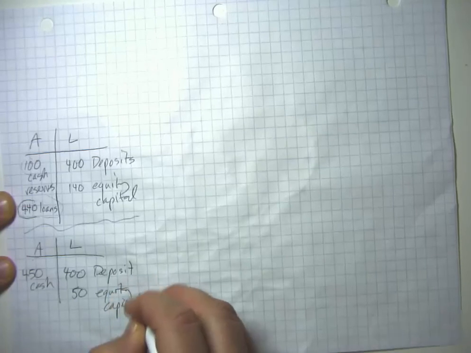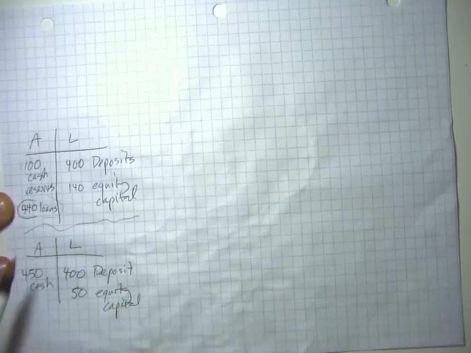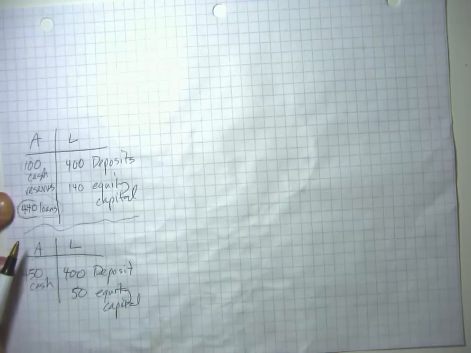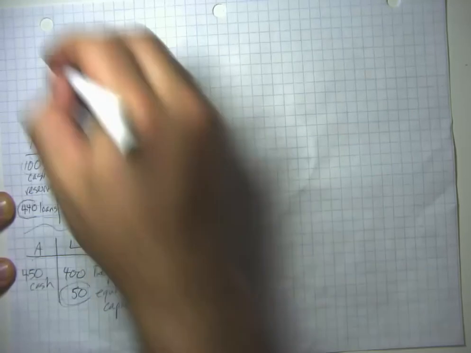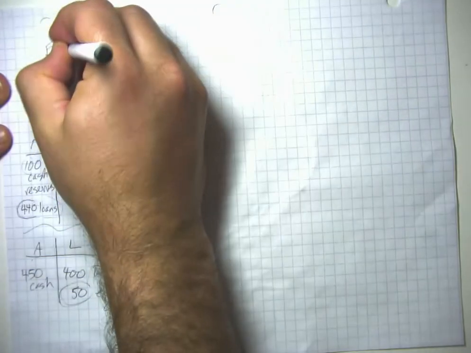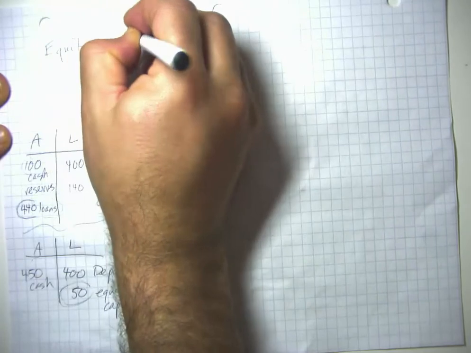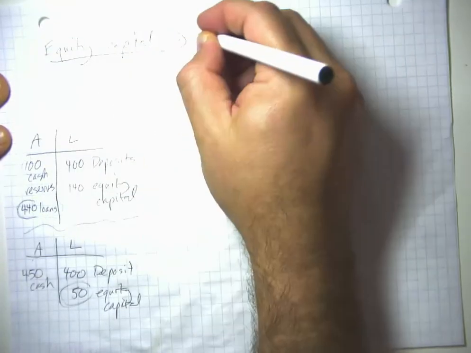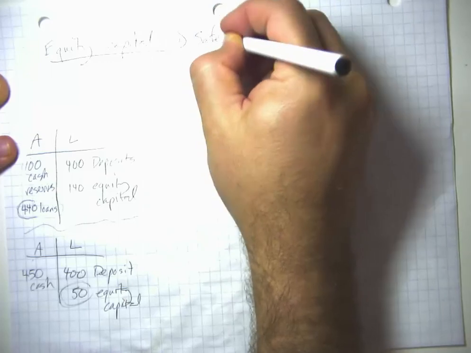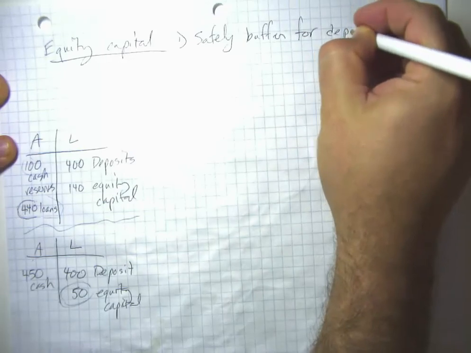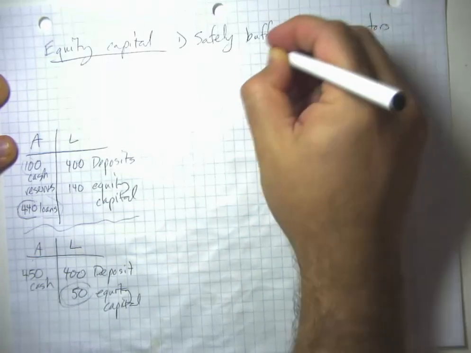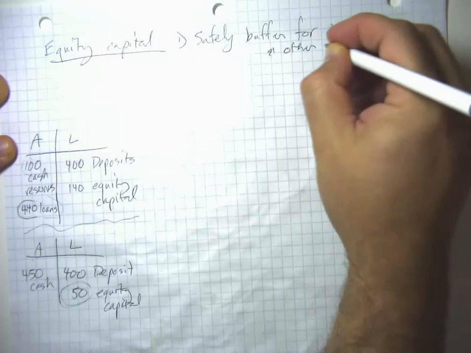So the bank gets to keep any profits, and also it suffers any loss. Any profits add to equity capital, any losses come out of equity capital. And so there are two things equity capital does. One is it is a safety buffer for depositors and others who have lent the bank money.